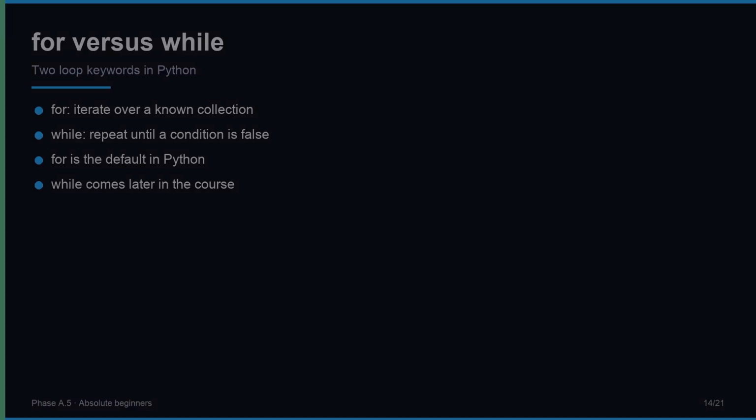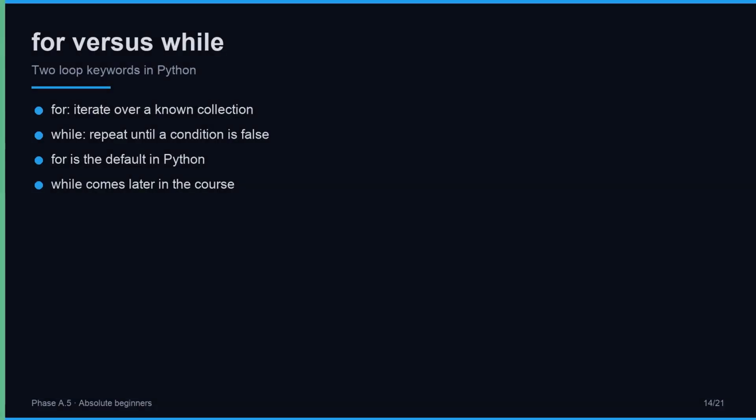Python has 2 loop keywords. For, which you are learning today, walks through a collection you already have, a list, a string, a range. While, which we cover later, repeats as long as a condition stays true. For is the default choice in Python, because most of the time you are working with a collection that already exists. You will meet while in its own lesson.